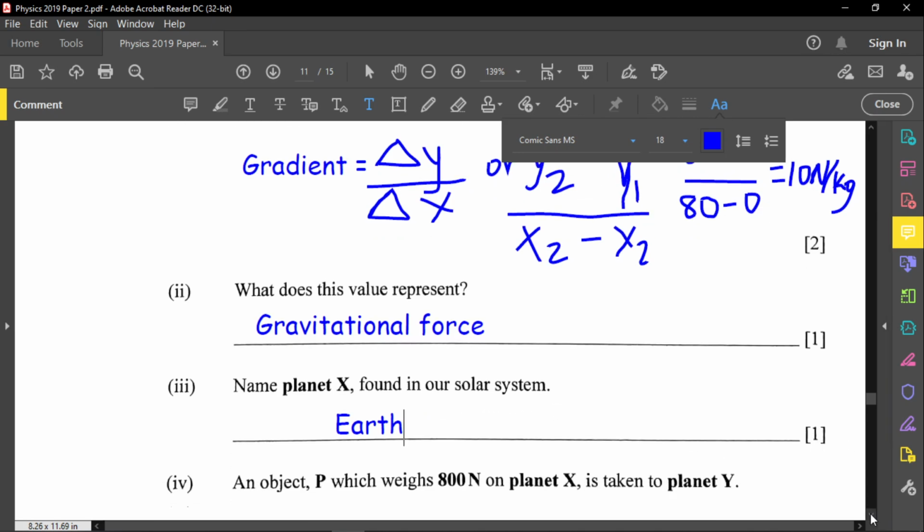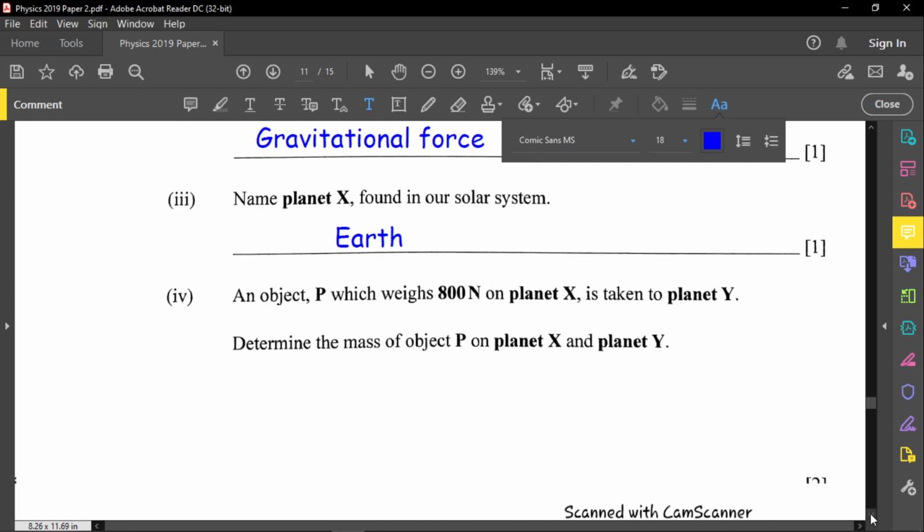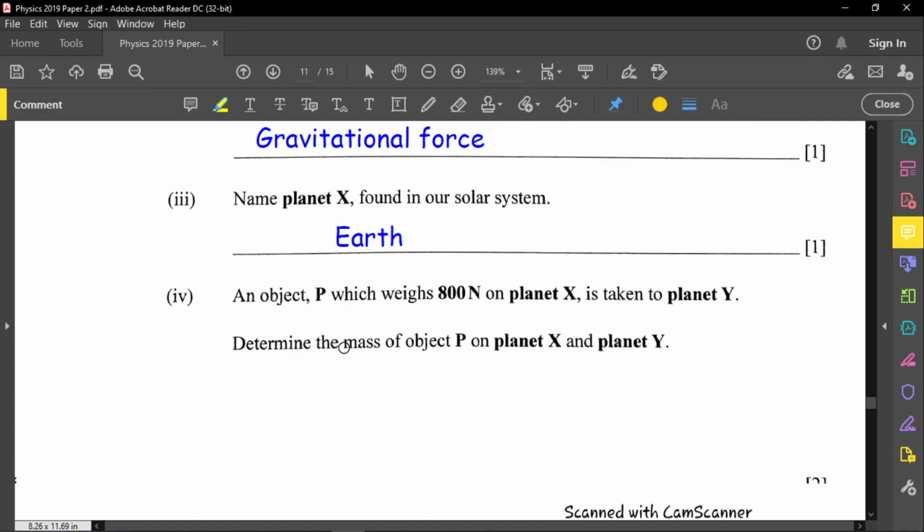All right. Part 4: an object P which weighs 800 Newtons on planet X is taken to planet Y. Determine the mass of object P on planet X and also on planet Y. So again, the weight is 800 Newtons. We're going to calculate the mass on planet X. I'm trying to go too fast, let me slow down a little bit. So we're going to find it on planet X.